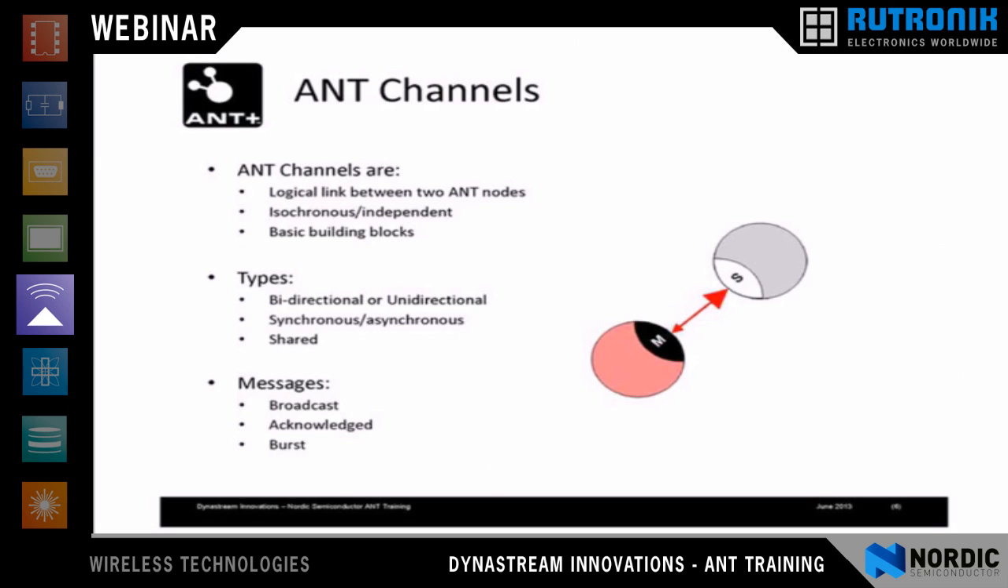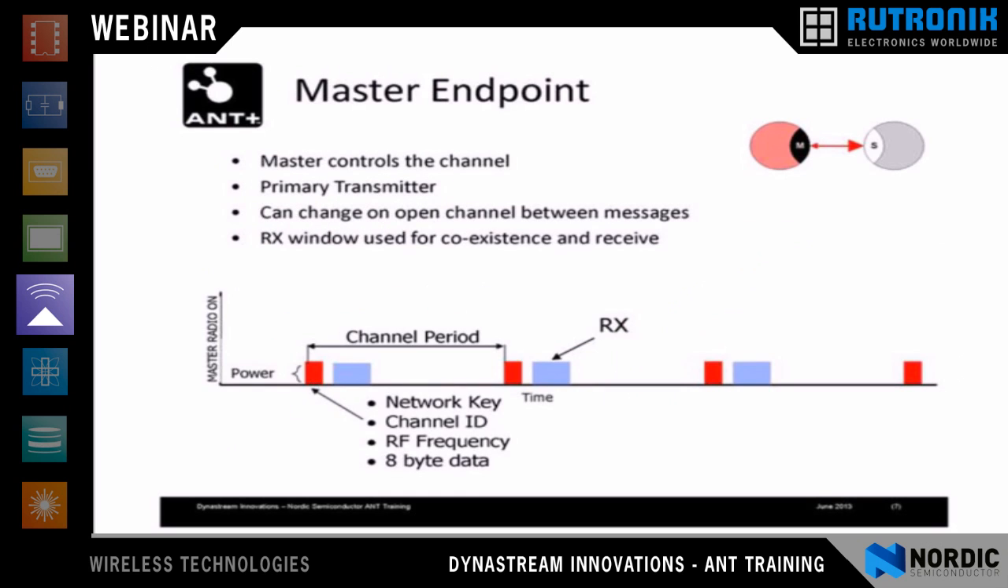The messages you have available are broadcast, simple broadcast much like any beacon that you would see out there. We have an acknowledged message, which is an automated broadcast that is waiting for an event message to come back before it proceeds. And we have a multi-packet data transfer methodology called burst.